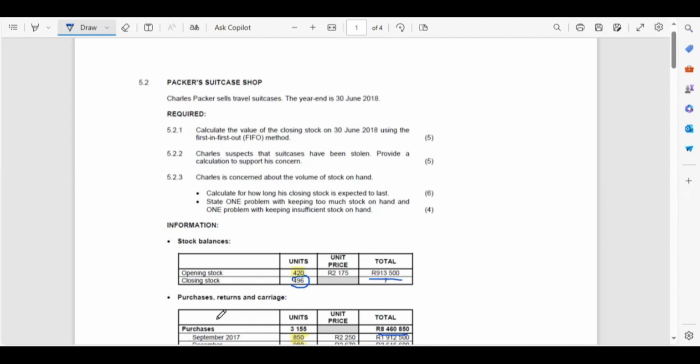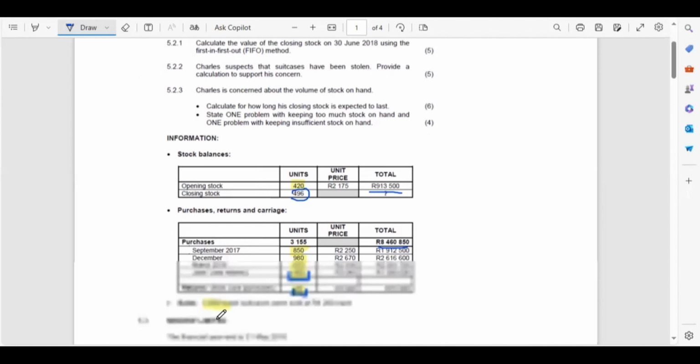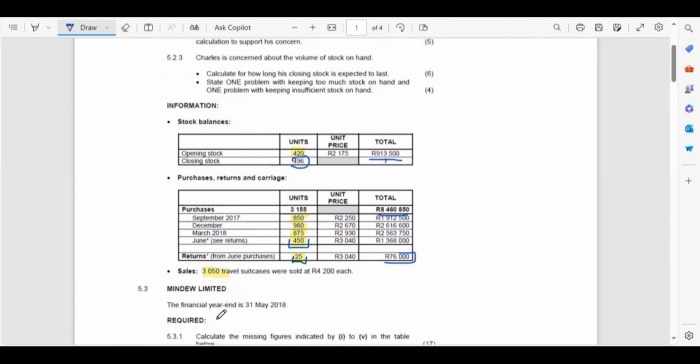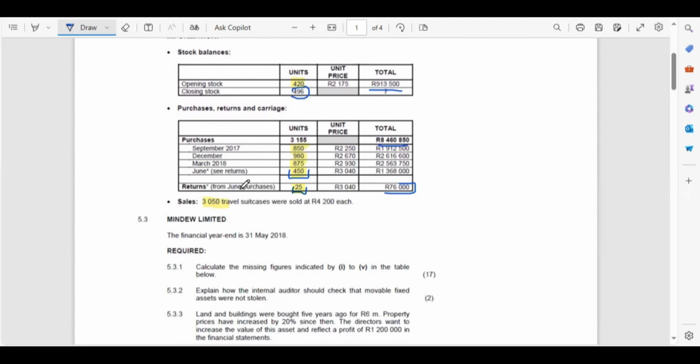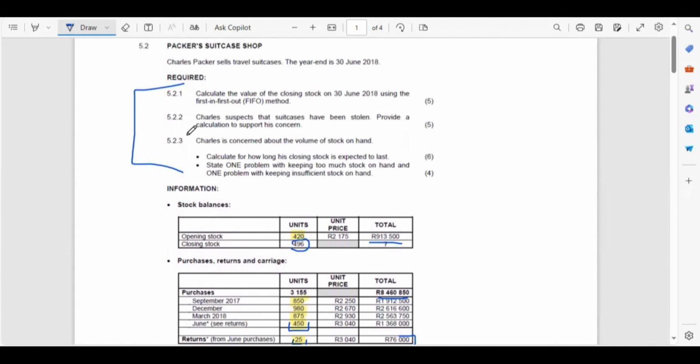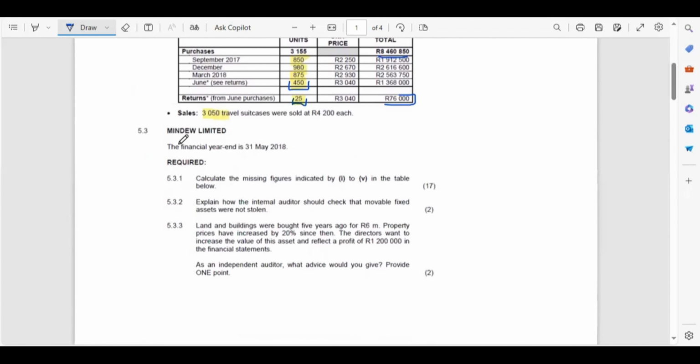Now, one problem with keeping too much stock is that less movement of the stock may lead to the staff deciding to steal, right? And also cost of storage, right? The cost of storage would be high, meaning that you would be spending more on storage costs. Now, that's all with regards to the inventory valuation calculation for this question, right? If ever there's still something that you didn't understand that we covered here, feel free to always reach out. Now let us look into the next question.